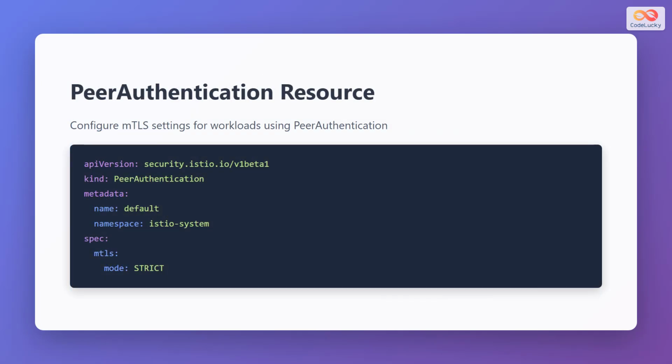To configure mTLS settings in Istio, we use the PeerAuthentication resource. This Kubernetes custom resource defines how workloads should authenticate with each other. In this example, we're creating a PeerAuthentication policy named default in the istio-system namespace. The spec section contains the mTLS configuration, where we set the mode to strict. This mesh-wide policy ensures that all services within the mesh must use mutual TLS for communication. PeerAuthentication policies can be applied at different scopes: mesh-wide, namespace level, or even for specific workloads.